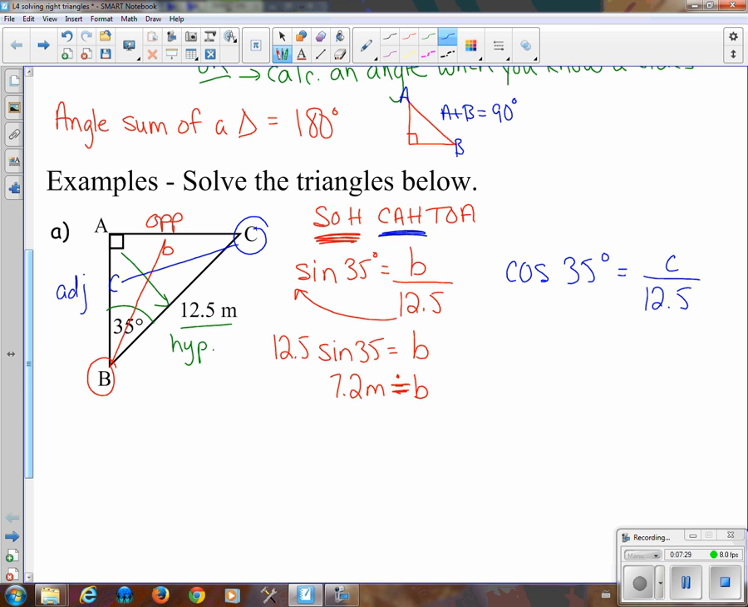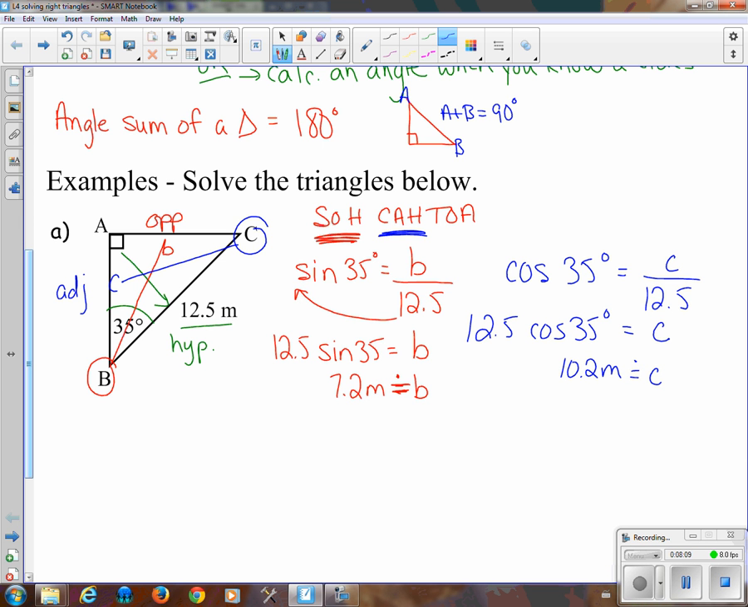And I continue on the same way I was doing before. 12.5 times the cos of 35 equals side C. I get out my calculator and I figure out my side length. 12.5 times cos 35 is about 10.2 meters.